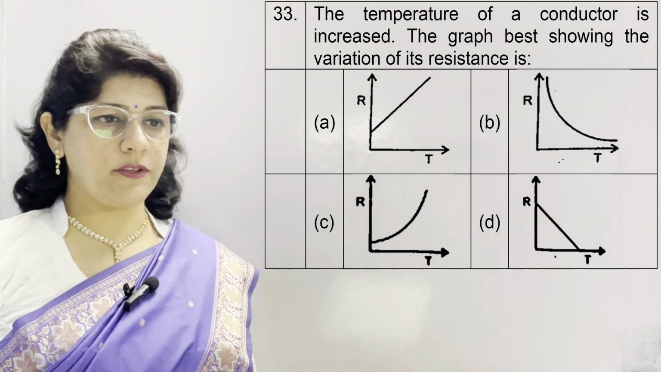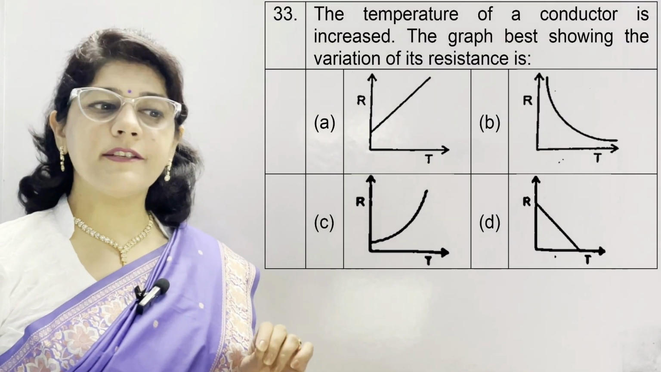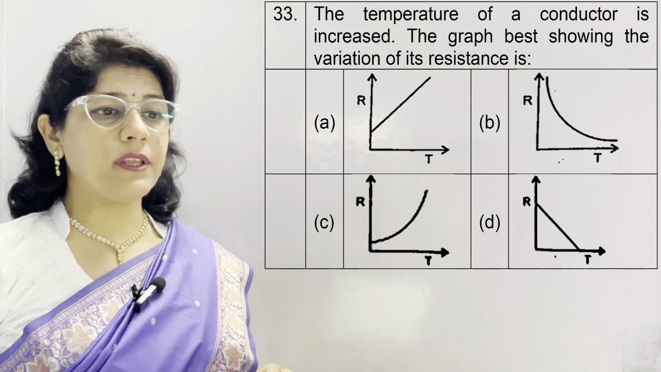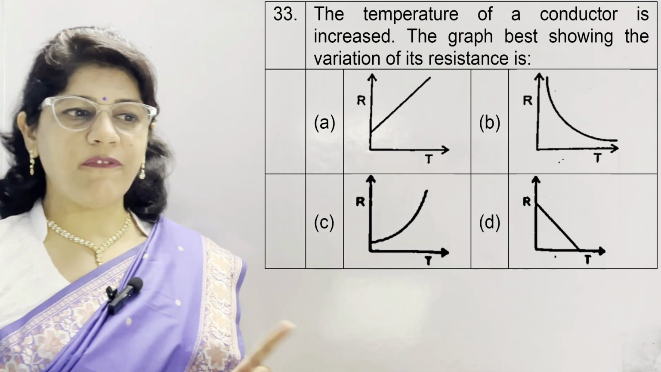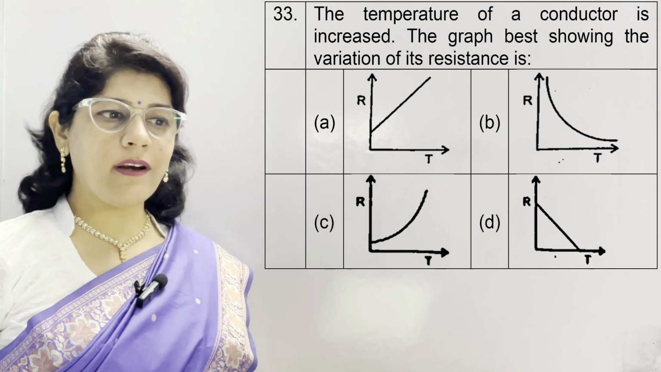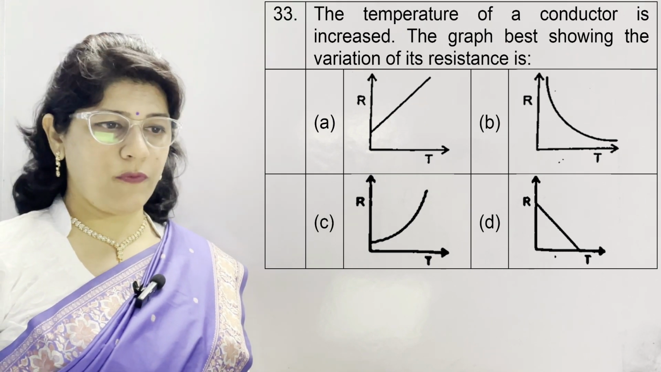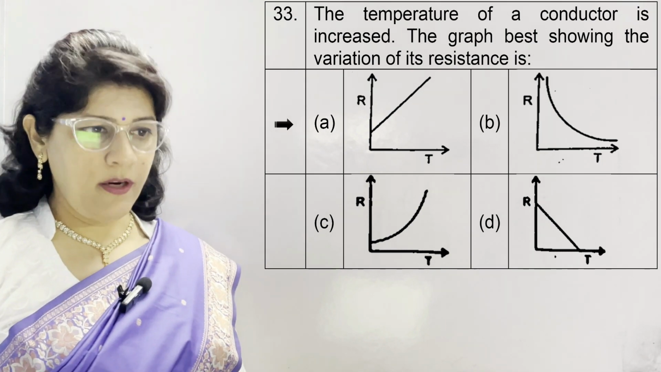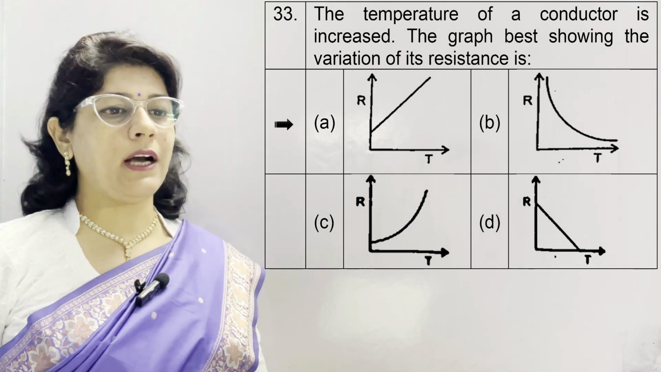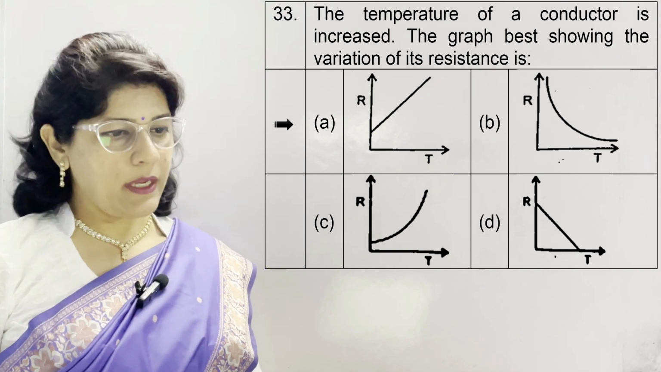In question number 33, the temperature of a conductor is increased. The graph best showing the variation of its resistance is. आप देख रहे हो A ग्राफ में स्ट्रेट लाइन आ रही है and straight line showing the variation of its resistance. Positive slope is there. So A graph is correct here. Option number A is correct. Other options B, C and D are incorrect.